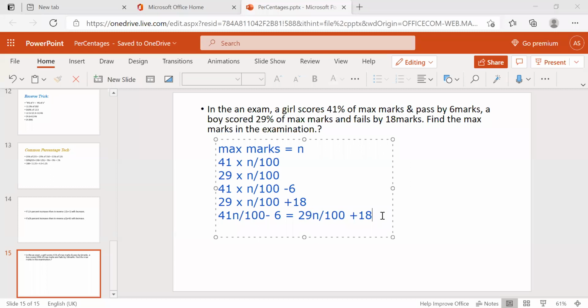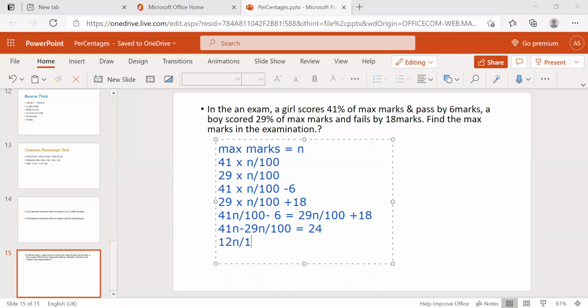Okay, here 35 is not the answer. I'm just saying it for your understanding purpose. Generally, we have maximum marks of 100 and pass marks is 35, right? That's the reason I'm taking that one. Now by solving this, 41n by 100, you just take 6 to that side and 29n to this side. So 41n minus 29n by 100. Take the LCM, equal to 6 plus 18, 24.